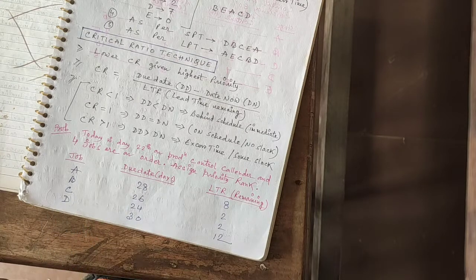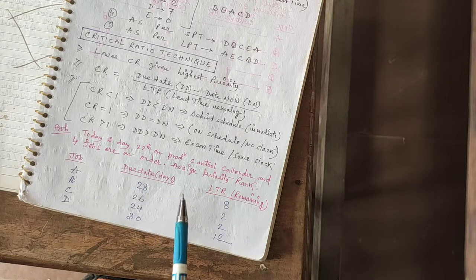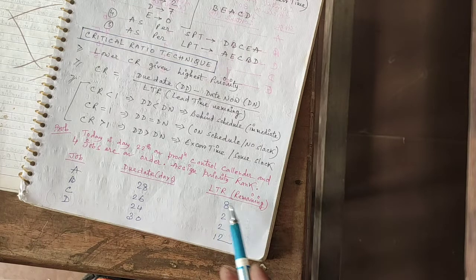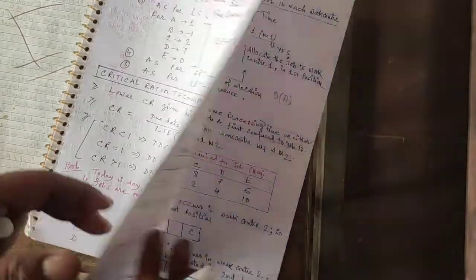There are 4 jobs. Okay, due date in days: that is 28 days, 26 days, 24 days and 30 days, and we have another data of the LTR, that is the remaining time. Okay, that is 8, 2, 2 and 12. Now how do we assign this job according to the priority rank?